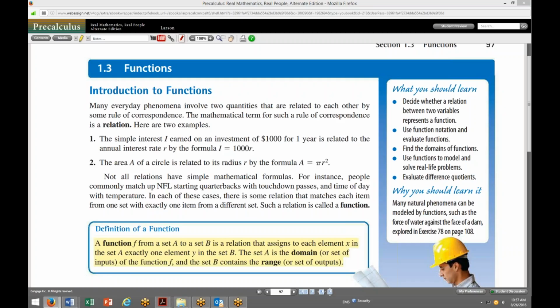There's no question about that. Sometimes it's a little bit tricky to figure out exactly what the domain and range might be, and we're going to be looking at that. But it does have a domain, it does have a range.